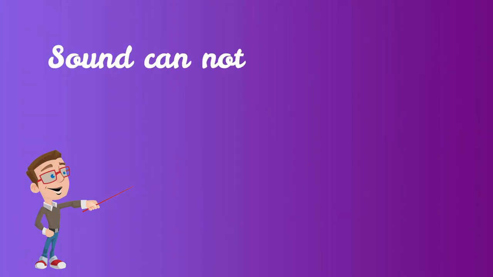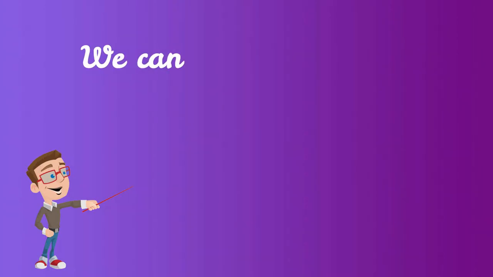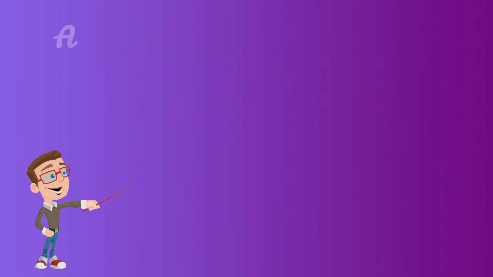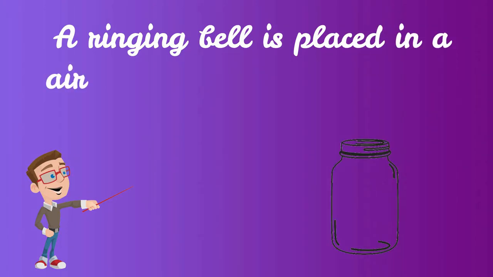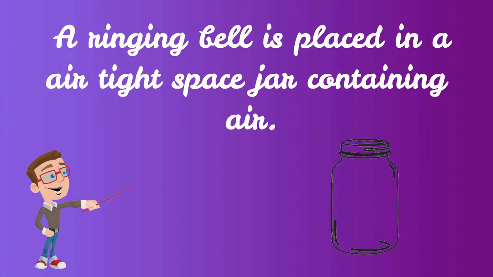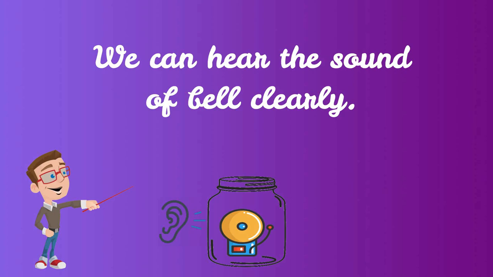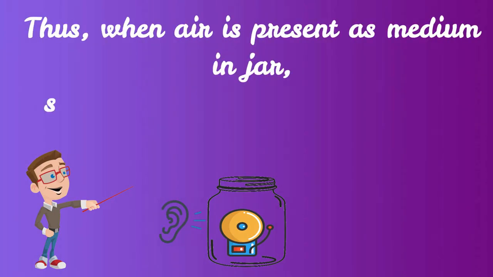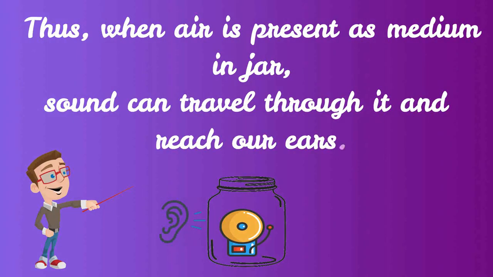Sound cannot travel through vacuum or empty space. Well, we can explain this with a small experiment. A ringing bell is placed inside an airtight glass jar, which is also called a bell jar, containing air. We can hear the sound of the ringing bell clearly. Thus, when air is present as medium in the bell jar, sound can travel through it and reach our ears.